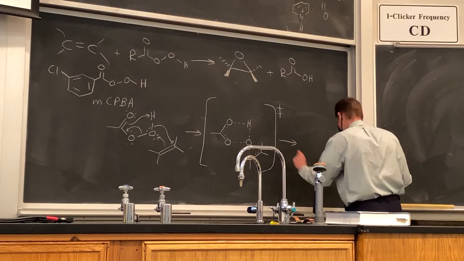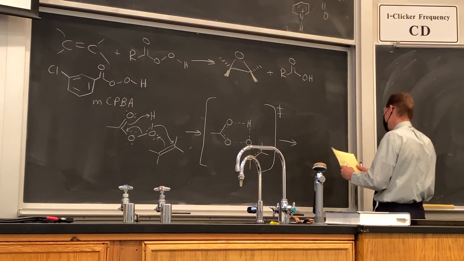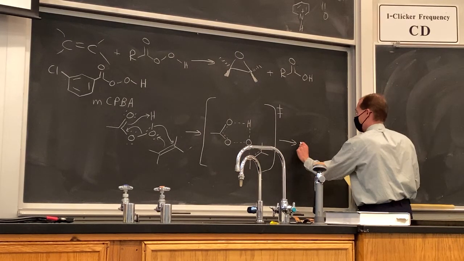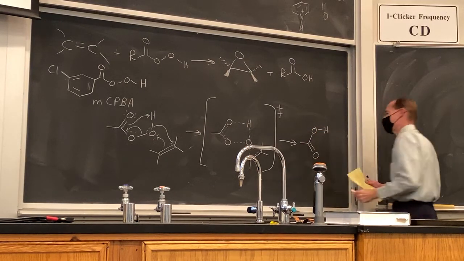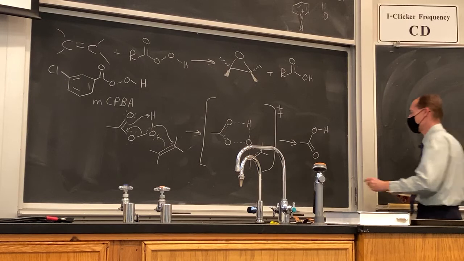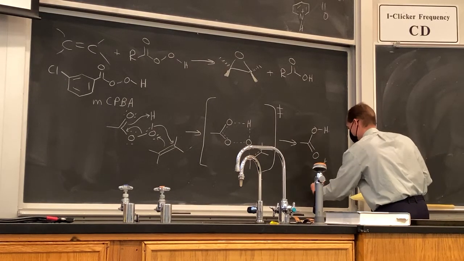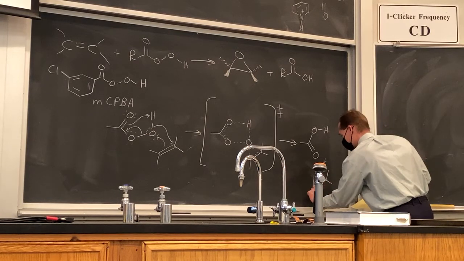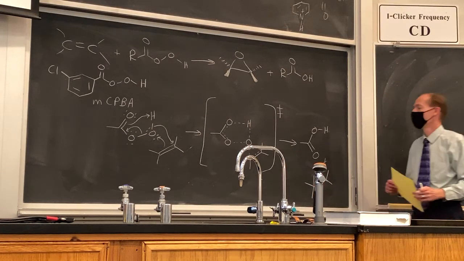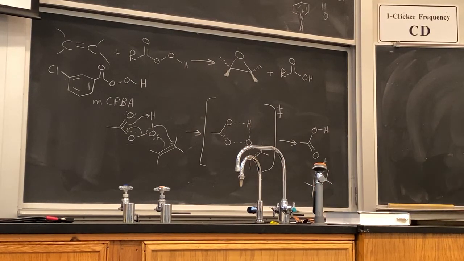And then when we get to the final product, here's our byproduct, acetic acid in this particular case. And then we'll draw our epoxide down here. Okay. Any questions about our one-step epoxidation mechanism? Yes, Noah.